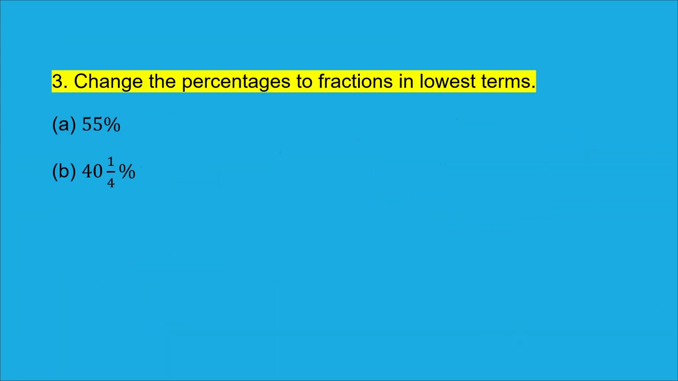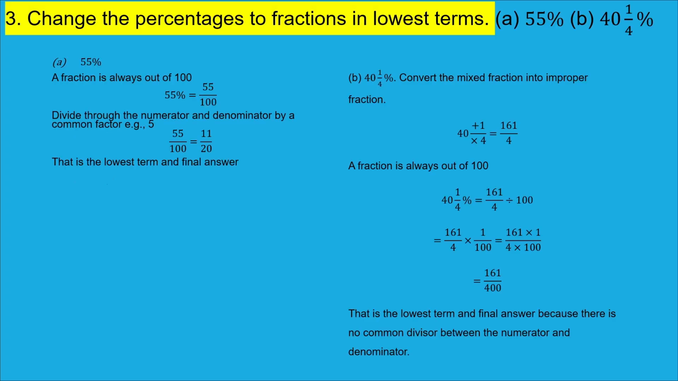Change the percentages to fractions in lowest terms. A 55%, B 40 and a quarter percent. A, we make it out of 100, that is 55 over 100, and you divide through the numerator and denominator by a common factor, that is 5, and we end at 11 over 20, and that is in the lowest terms because it has no common divisor.